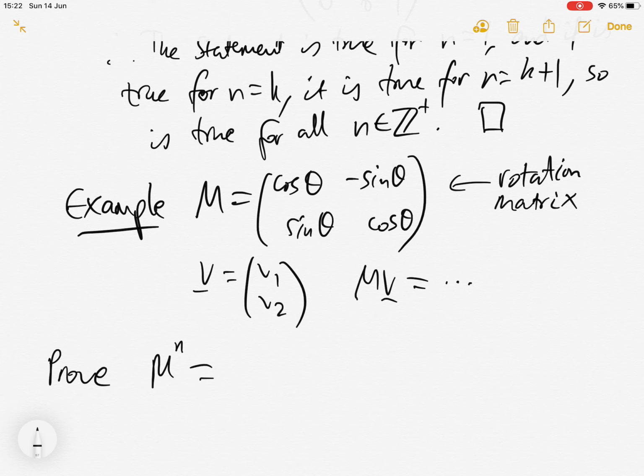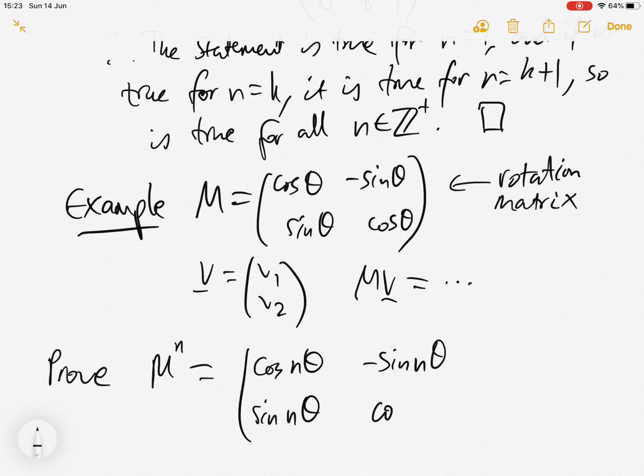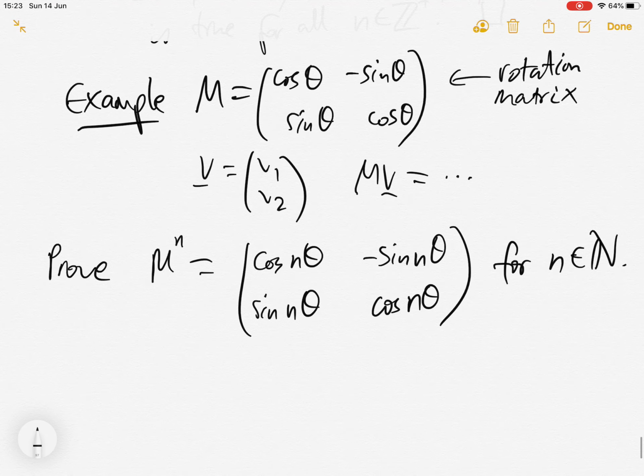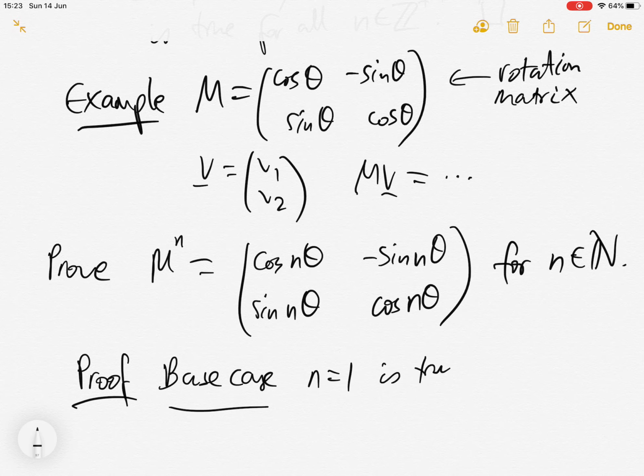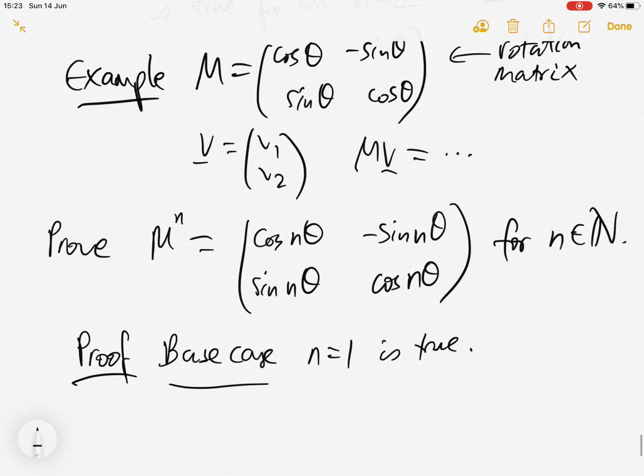So the question is, prove that M to the power n is cos n theta, minus sine n theta, sine n theta, cos n theta, for n in the natural numbers. We'll prove this by induction on n. So the base case, n equals 1, is true. And there's really not much else to say about it.